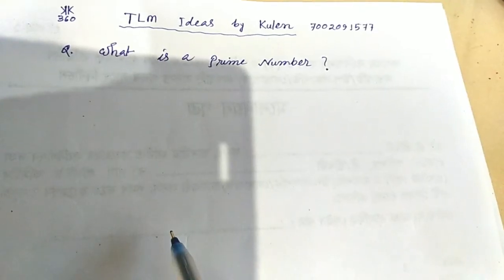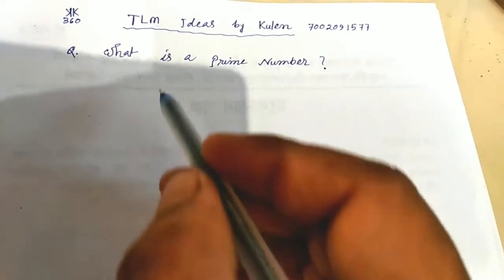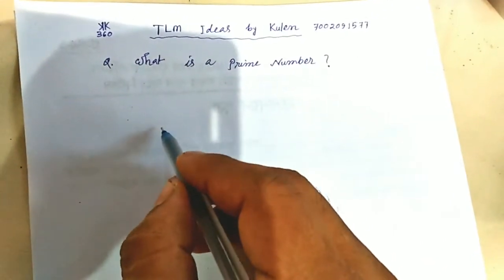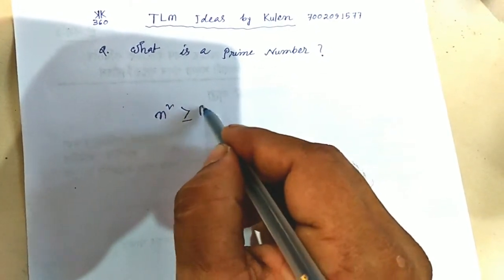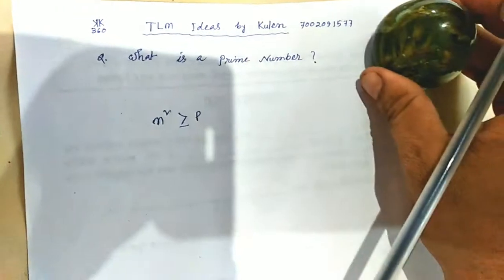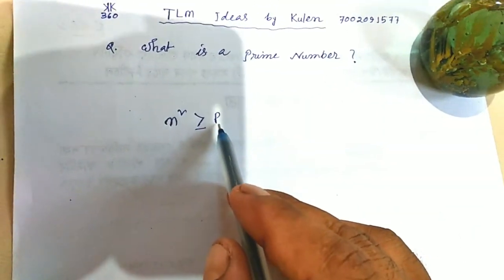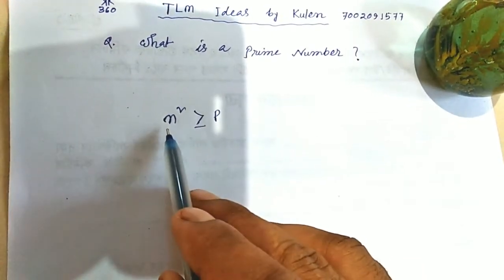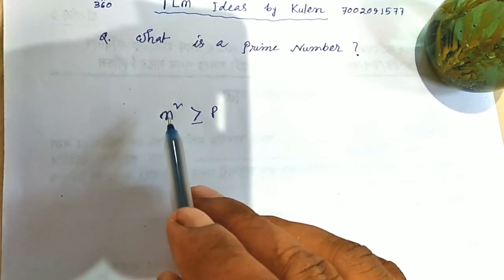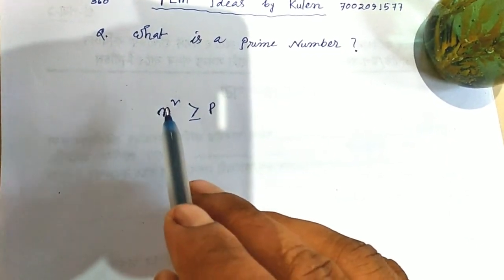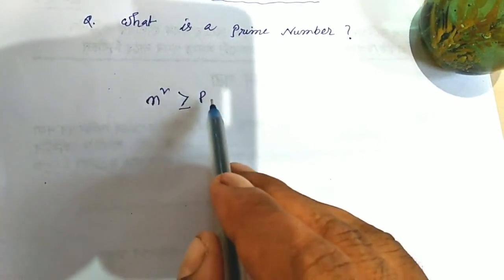Now if a number is given and we have to check whether it is a prime number or not, for that purpose we have to remember a formula which is n square is greater than or equal to p. What is n and what is p? P is the number given. N is the number which we have to choose, and its square should be greater than or equal to the given number.